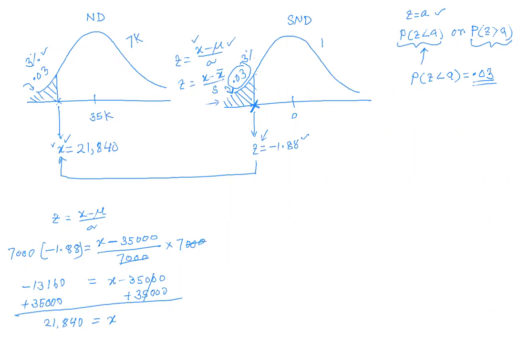Now, the next problem is the top 3%. So I want you to work on it. Now you should have enough knowledge of what income one should make in order to be considered among the top 3% of the wage earners. All right, so let's go ahead and work on it. I'll give you a couple of minutes to work on it.